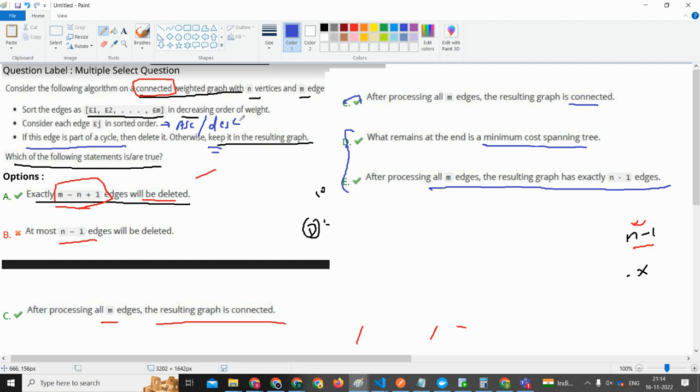I didn't get the last point. Okay, you finish first. I was saying that they are saying that we are picking out the weights in the decreasing order, right? So from the original graph.